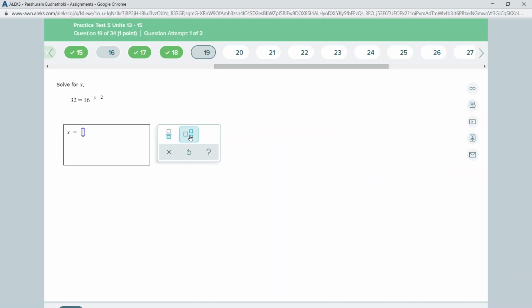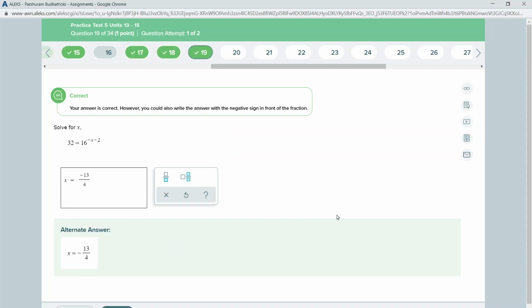It's negative 13 over 4. Remember, you can always check the answer by plugging in x equals negative 13 over 4 and see whether it gives you a true statement or not.